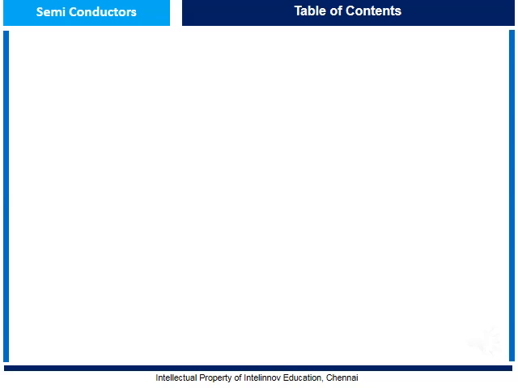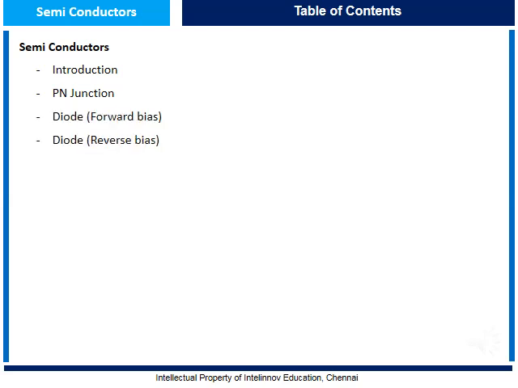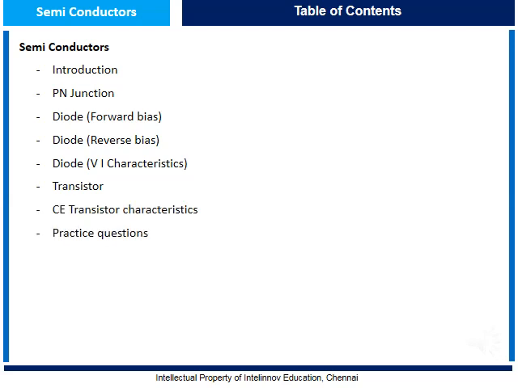Now let us look at some of the important points in the chapter Semiconductor. Here we will start with introduction, followed by discussion about main points in PN junction, diode in forward bias, diode in reverse bias condition, and VI characteristics of diode, followed by discussion about main points on transistor and CE transistor characteristics. On completion of this module, we will look at some of the important questions in practice questions session.